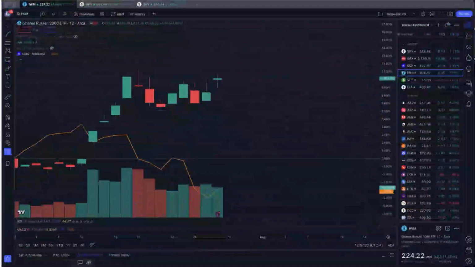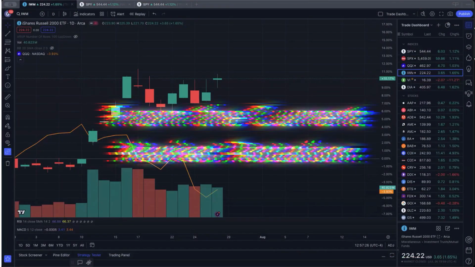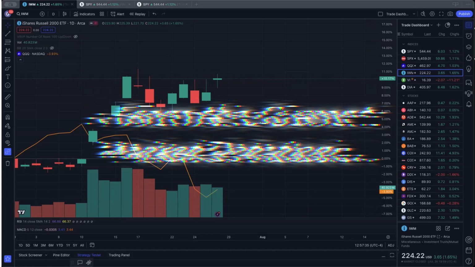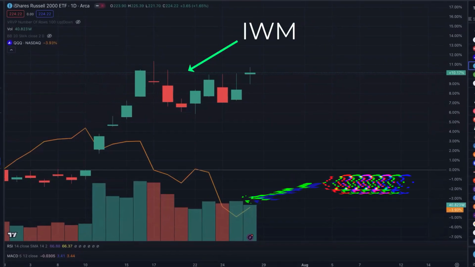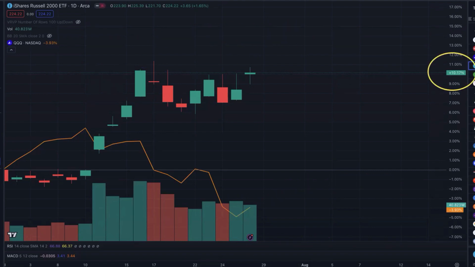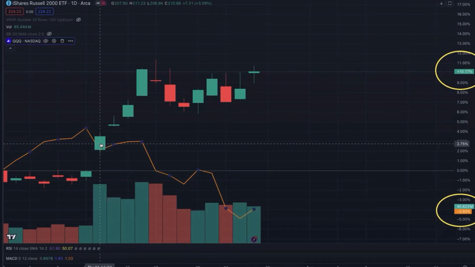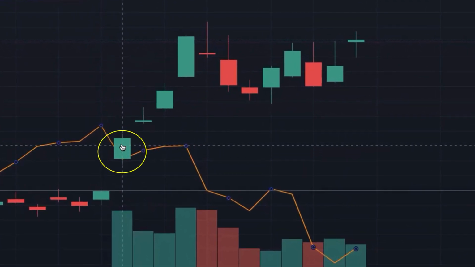Hey everyone, in this video, we're discussing our top 5 trades to profit from the current market rotation. On our chart here, we've got the IWM overlaid with the QQQs, and you can see the IWM is up over 10% since the beginning of July, while the Qs, which is the orange line here, is down 3.93%. And this move really started here on July 11th, where the IWM had a huge gap up and the QQQs really started trending lower.